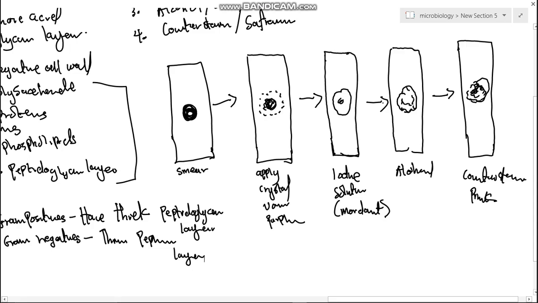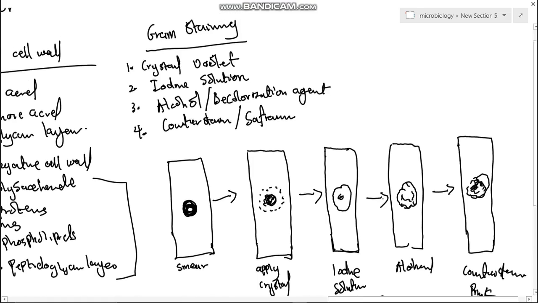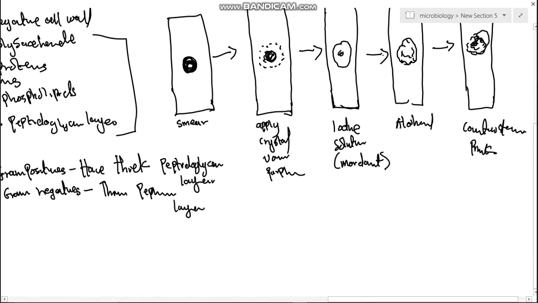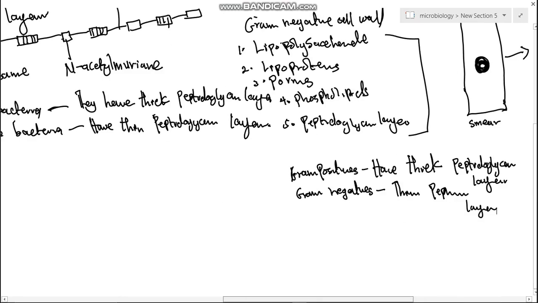So to stain the component of the cell wall pink. This is how we are going to know that this particular cell is a gram-negative bacteria. Okay, so this is a process called gram staining. All right, so that will be for the cell walls.